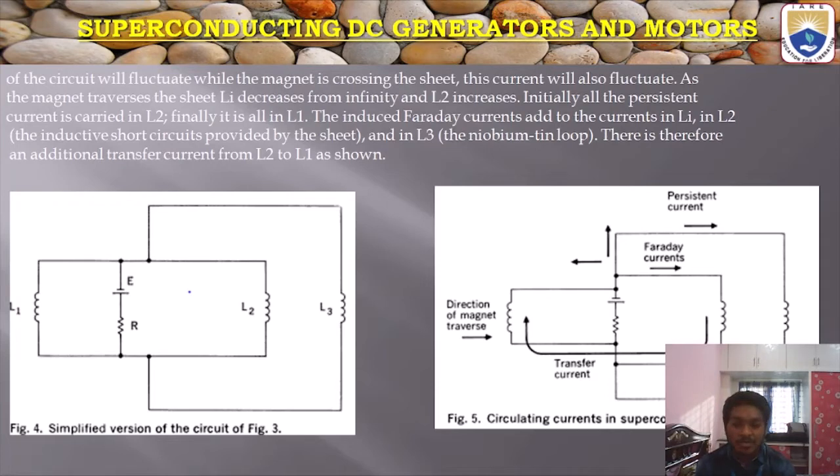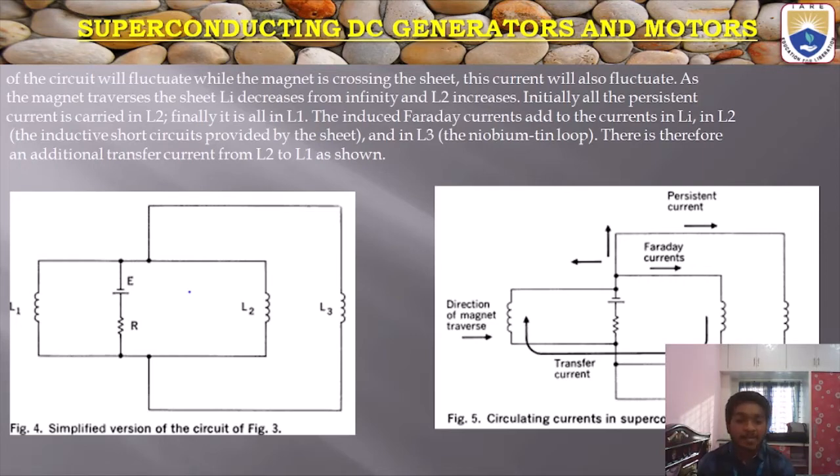Figure 5 shows circulating currents in the superconducting circuit. In figure 4, the directions of current are shown by figure 5. In figure 4, there is a battery connected to a resistor in series, and L1, L2, L3 are three inductors connected in parallel to the circuit of cell and resistor.